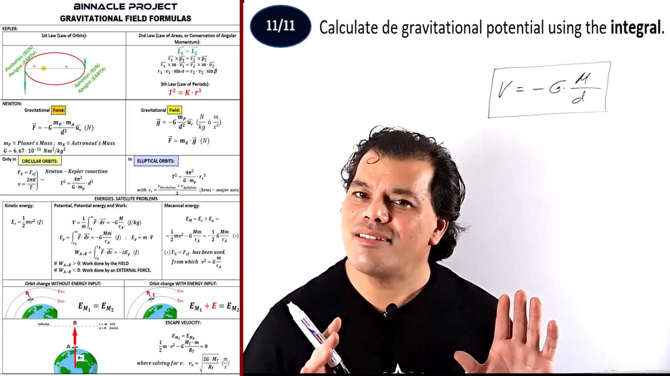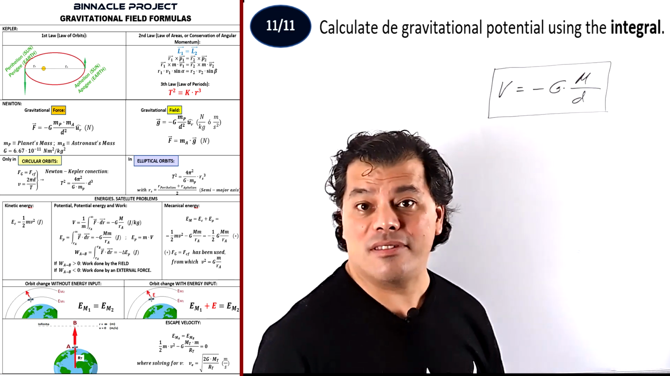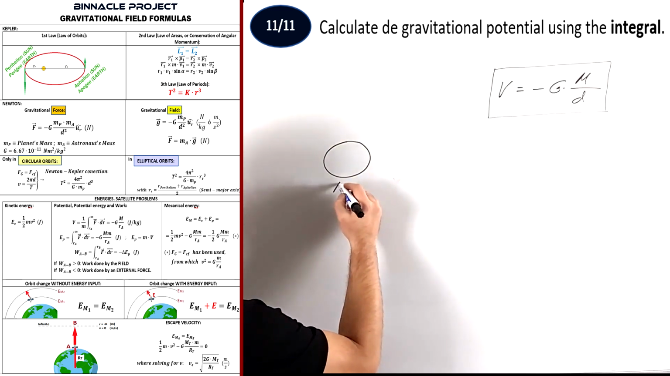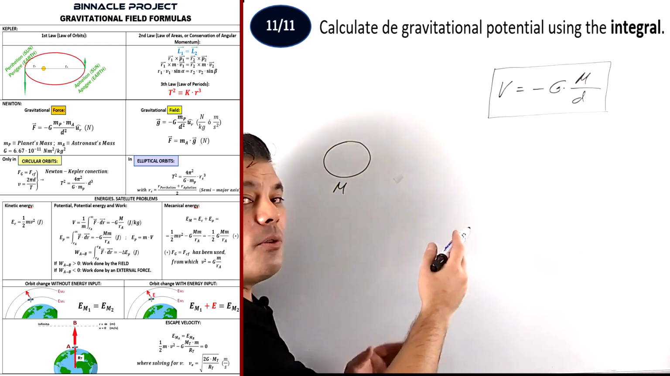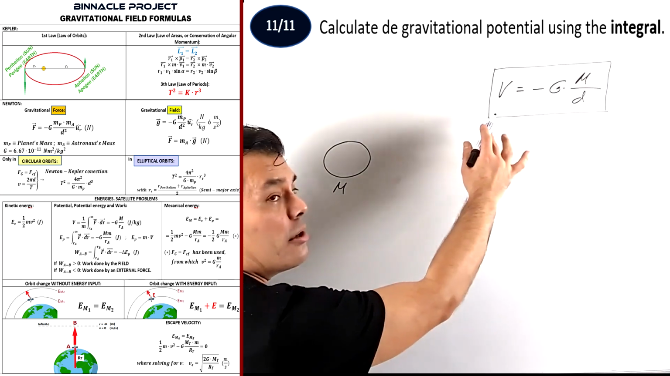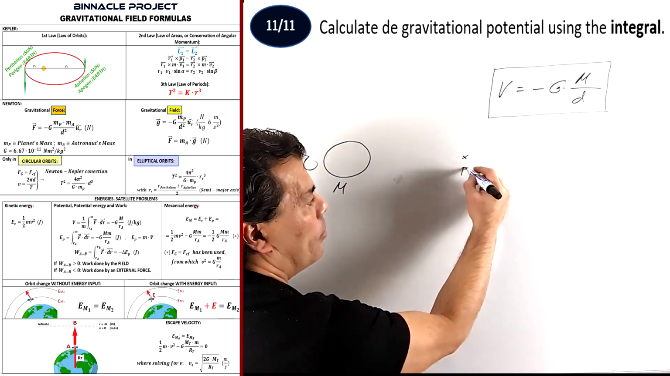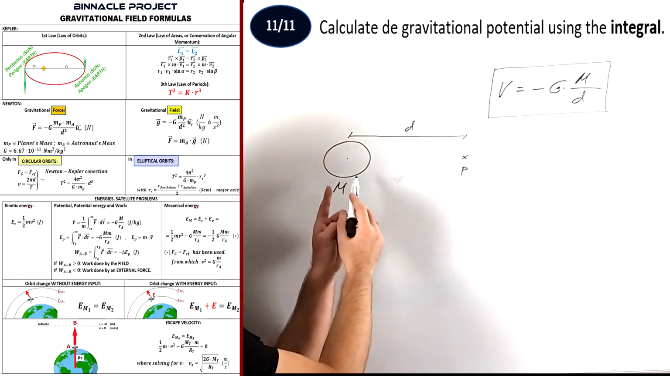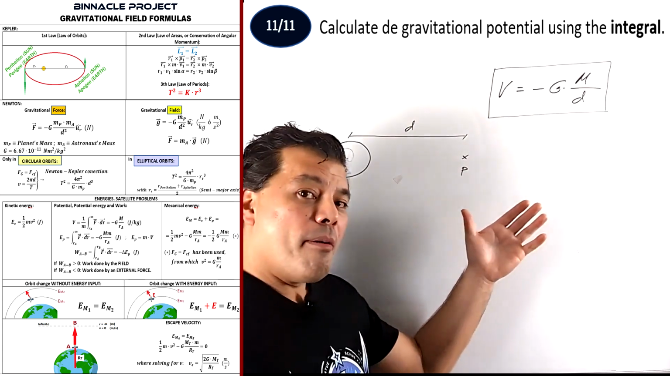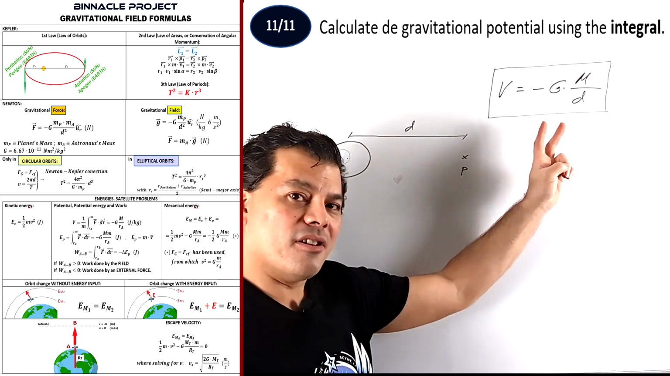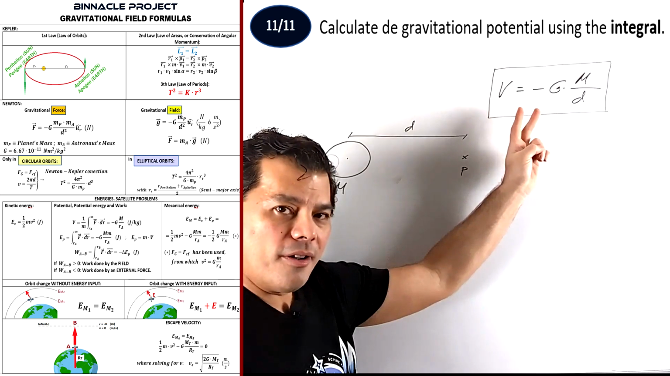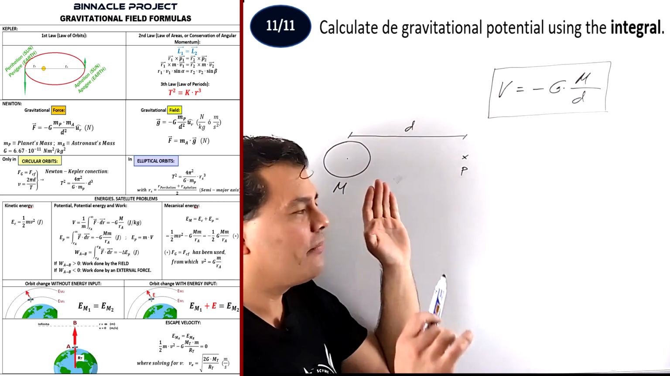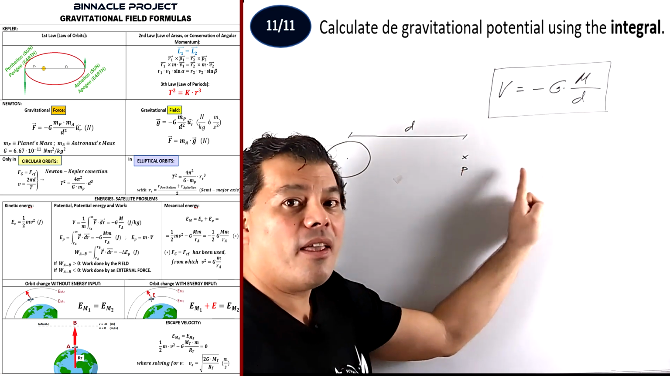It is very easy and very mechanic. Look, this is a situation. Let's suppose that this is our planet, this is the sun or whatever, and we are asked to calculate the gravitational potential at this point, let's say point P, at d meters from the center of this planet. Can you remember the definition of gravitational potential? It is the work done by our planet to move 1 kilogram of mass from point P to the infinity.